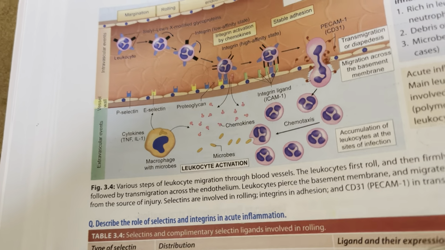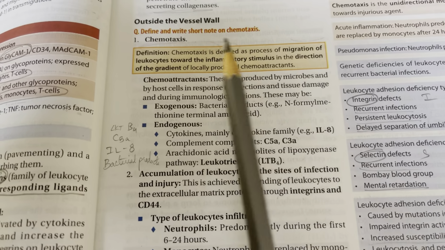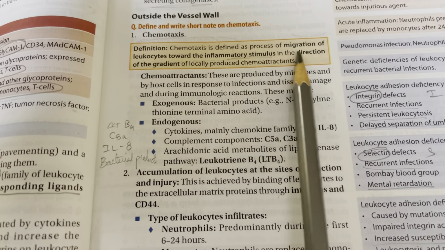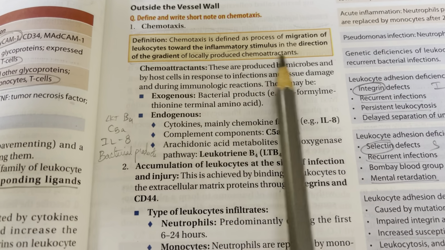Outside the vessel wall, there is chemotaxis. It is defined as a process of migration of leukocytes towards the inflammatory stimulus in the direction of the gradient of locally produced chemoattractants. So what are these chemoattractants? You need to remember four things. Leukotriene B4, C5a, IL-8, and bacterial products.